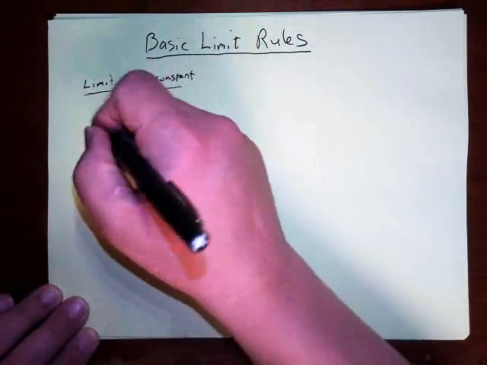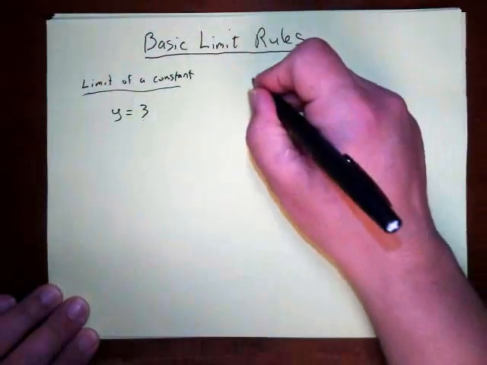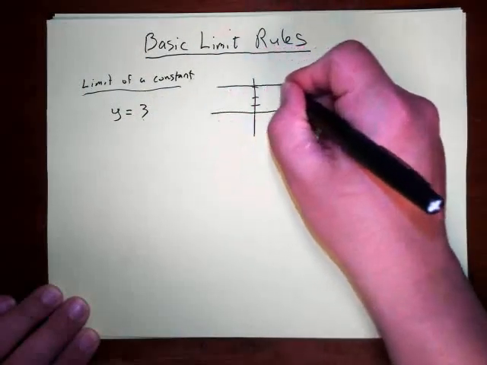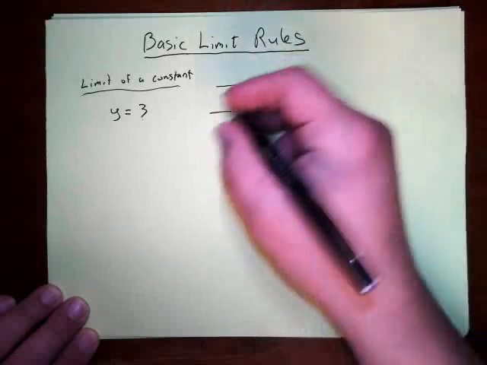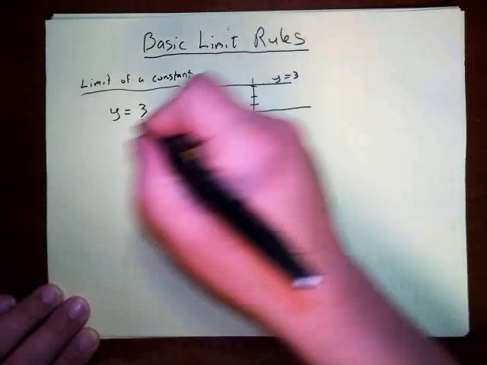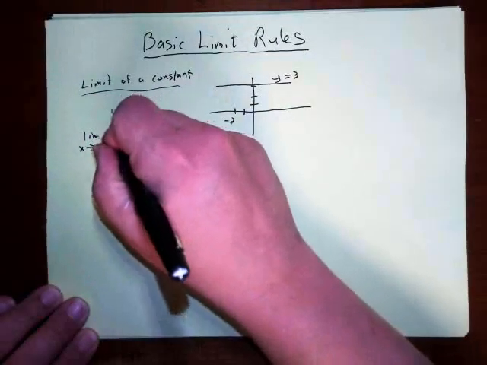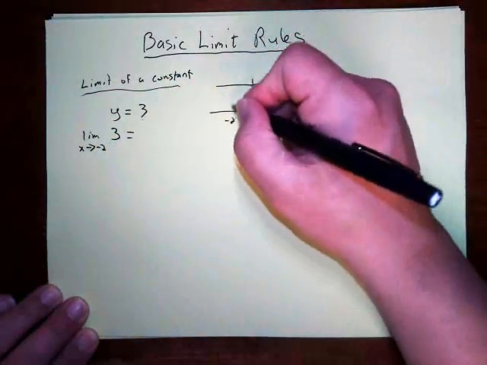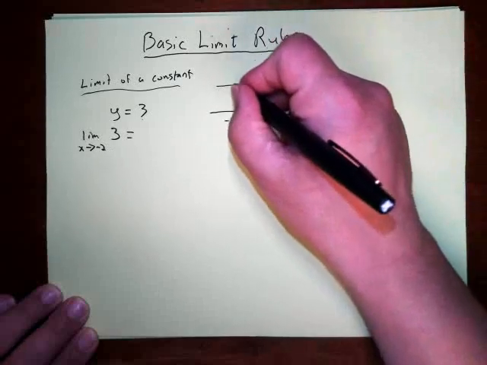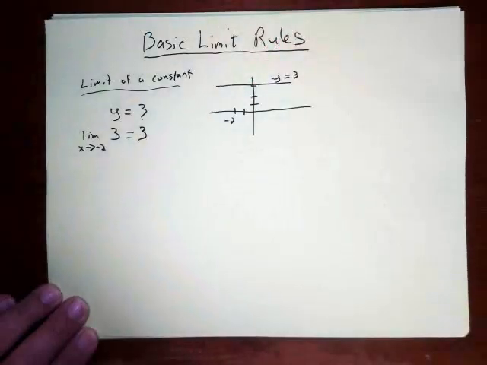Let me give you an example. Let's say I had y equals 3. 1, 2, 3. That's a horizontal line, y equals 3. And if I had any value down here, like let's say -2, if I wanted to find the limit as x approaches -2 of just 3, well, as you approach -2 from both sides, the function is obviously approaching 3, because it's actually 3 for all the values.